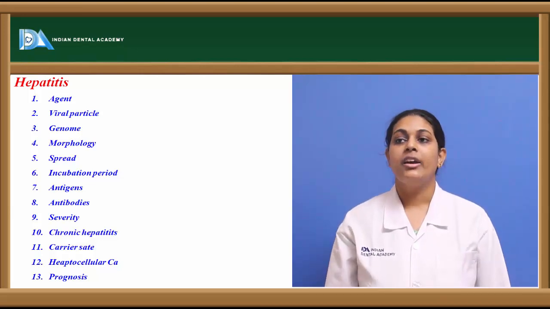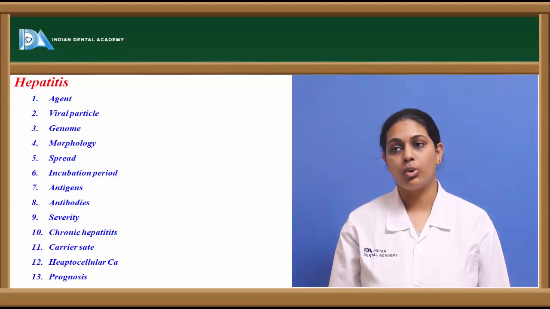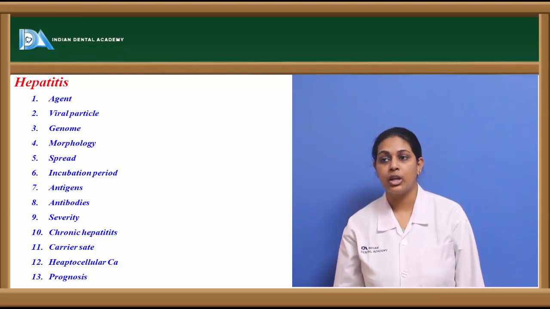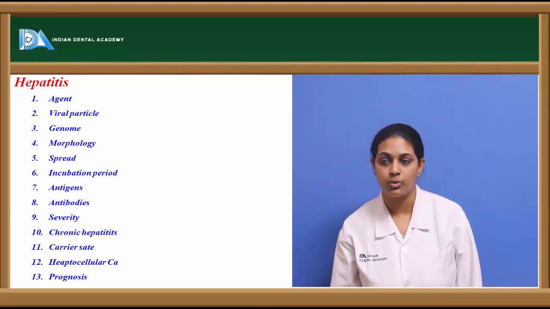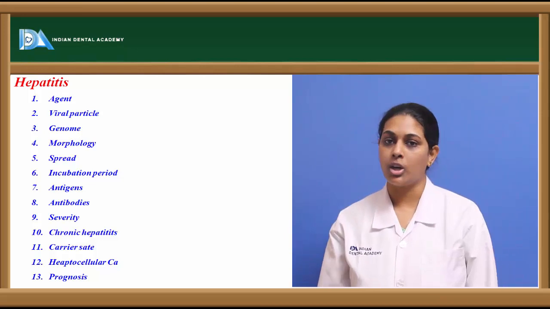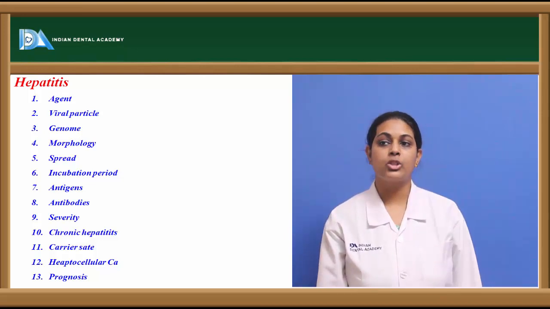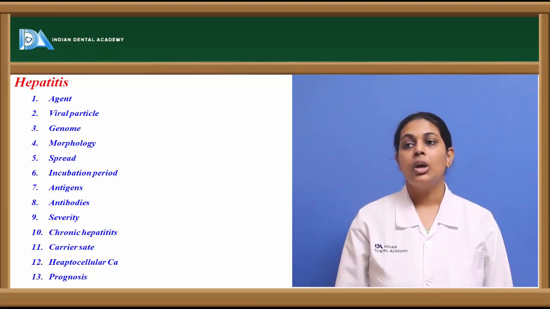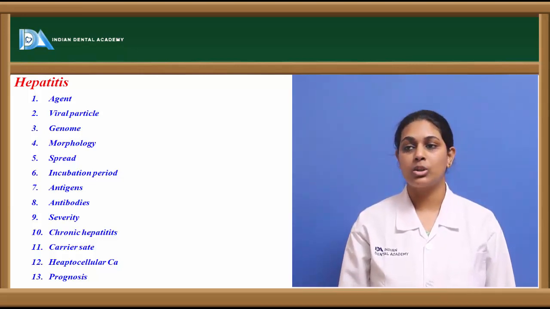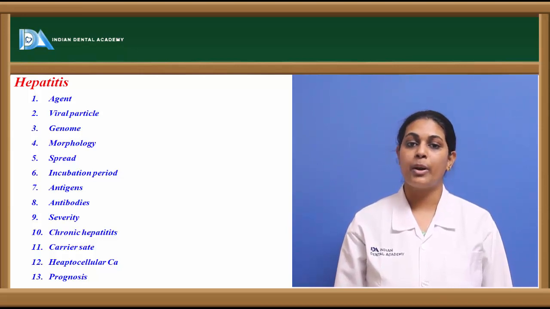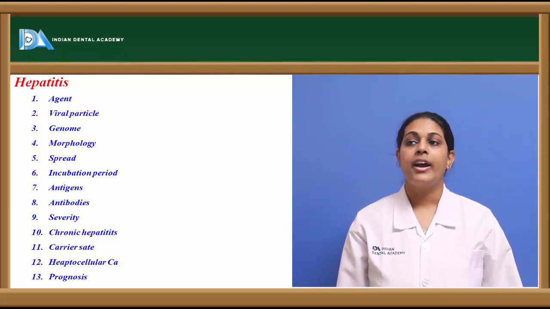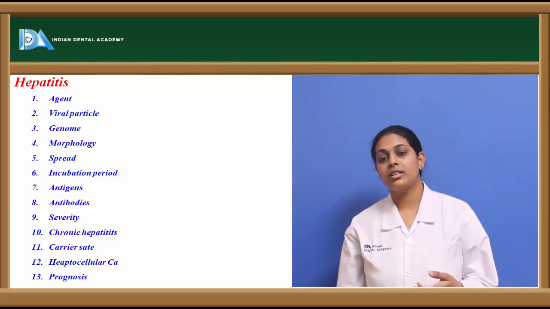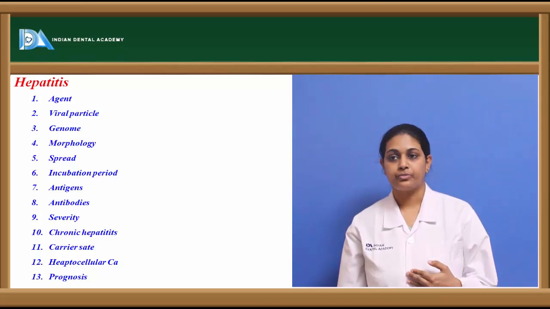Coming to the morphology, HAV is icosahedral and non-enveloped. HBV is double-shelled and enveloped. HCV is enveloped. HDV is also enveloped. HEV is also non-enveloped and icosahedral. Coming to the spread, hepatitis A is spread by the fecal-oral route, whereas HBV is spread by parenteral as well as close contact, and HCV by parenteral as well as close contact. HDV is by parenteral as well as close contact, and hepatitis E is usually a waterborne infection.